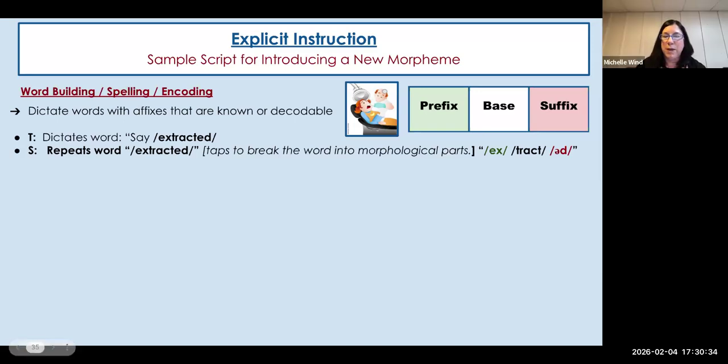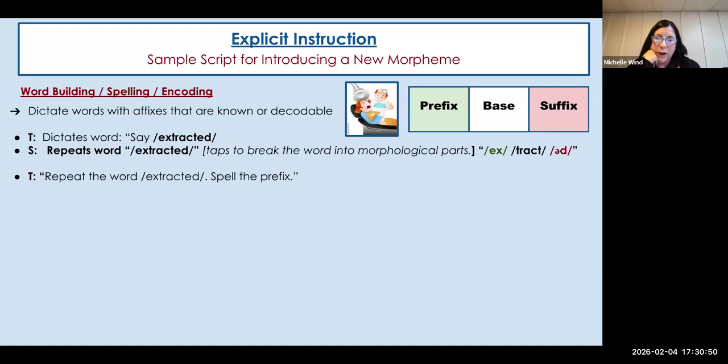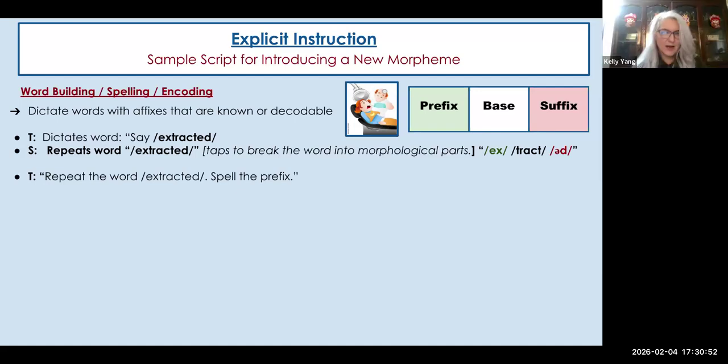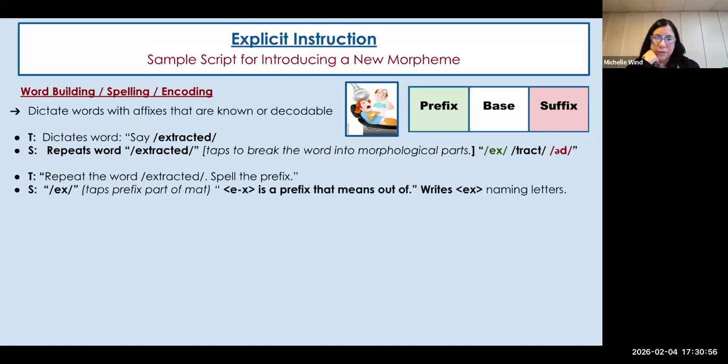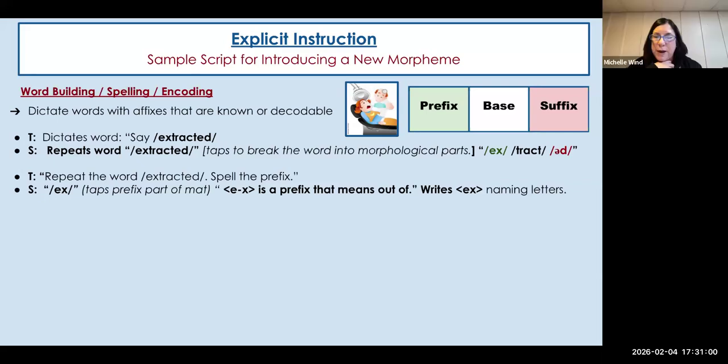So I would go extract, id. So I'd make sure that that id is really clear, because sometimes the kids will want to go like extracted, and that's not really isolating the suffix. Okay. Repeat the word extracted. Extracted. Spell the prefix in extracted. EX. Good. She would tap on that part of the mat and then name the letters.